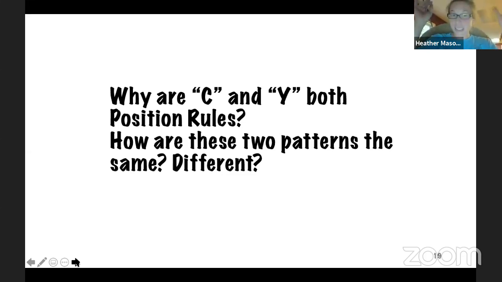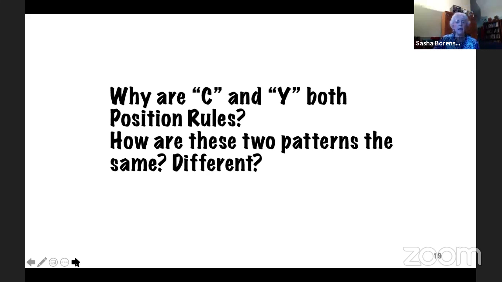I think C is a position rule because whether or not it makes the S or the K sound has to do with what vowel follows it. Exactly, exactly. And Heather, can I do this? S and K. Do you hear the difference? Yes. Okay. So C is a position rule because the letters that come after it change its sound. Thank you. Okay. Who else could tell me something?